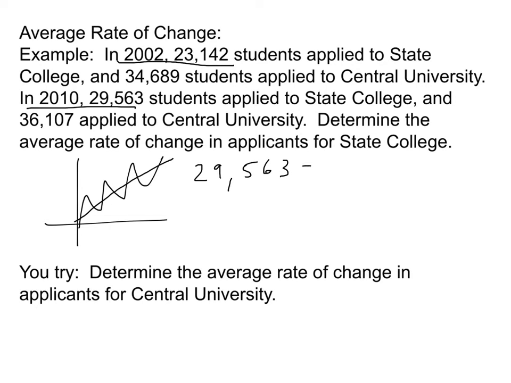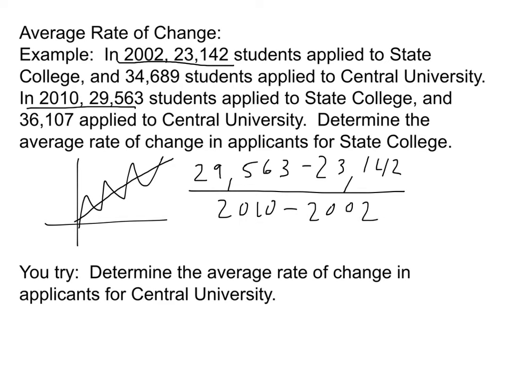Okay, so if we just do 29,563 minus 23,142 over, the years are 2010 minus 2002. We know that's 8. That's 8 years. This is over an 8-year period, so that's a nice number. If we subtract the two numbers of students, we're going to get a difference there of 6,421. Okay, if you pop that into your calculator, divide 6,421 by 8, you get 802.